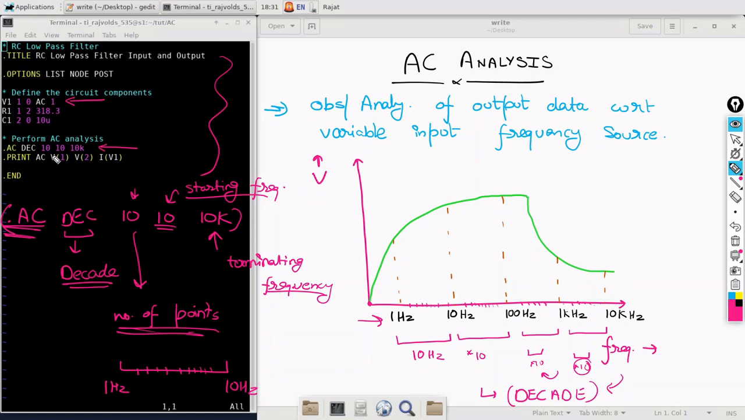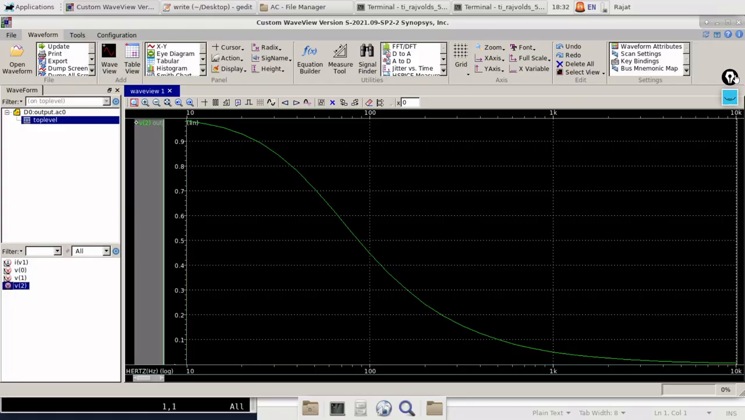Now let us run this program in HSPICE and see the waveform in the waveform viewer. Here you can see that the input frequency starts from 10 hertz and goes all the way up to 10 kilohertz, and we have the output graph of the voltage. This is the output characteristic of an RC low pass filter: it allows the lower frequencies, and gradually the output decreases. The RC low pass filter is not allowing the higher frequencies.